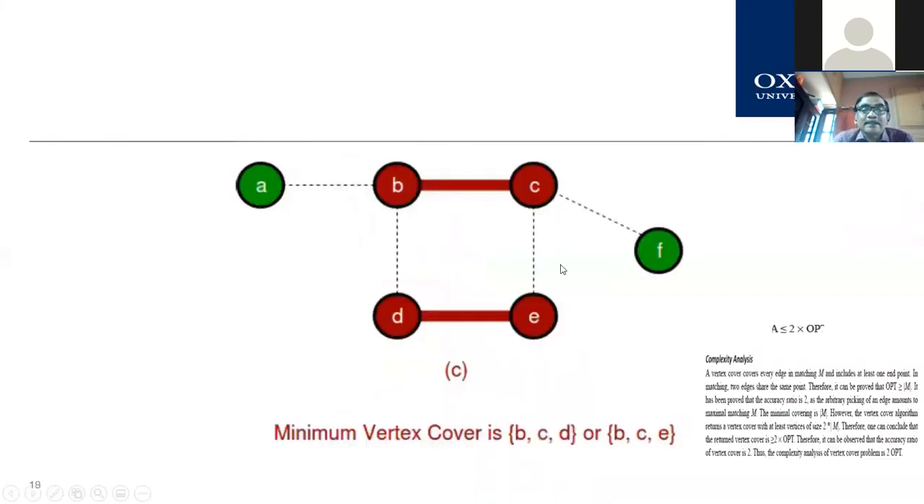So I will try to cover B as well as C. So this edge is taken care of, and this edge is taken care of, and this edge is also taken care of. But what is the only edge that is not covered? D to E is not covered. Please note, D to E is not covered. So that means I have to cover either D or E. So you can see that my solution is going to be BCD or BCE for this particular problem.